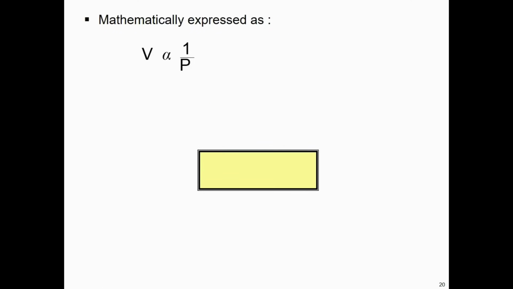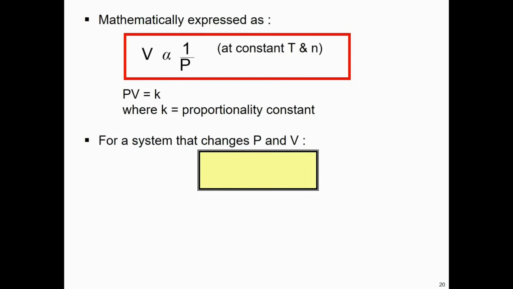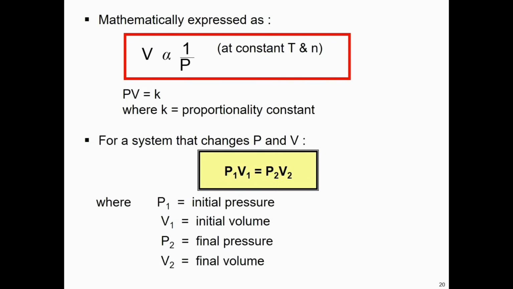So mathematically, volume is inversely proportional to pressure. Therefore, it is directly proportional to 1 over P at constant temperature and number of moles. So P times V equals K, which is constant. And for a system that changes pressure and volume, the equation is given as below. P1 times V1 equals P2 times V2, where P1 and V1 are the initial pressure and volume, while P2 and V2 are the final pressure and volume.